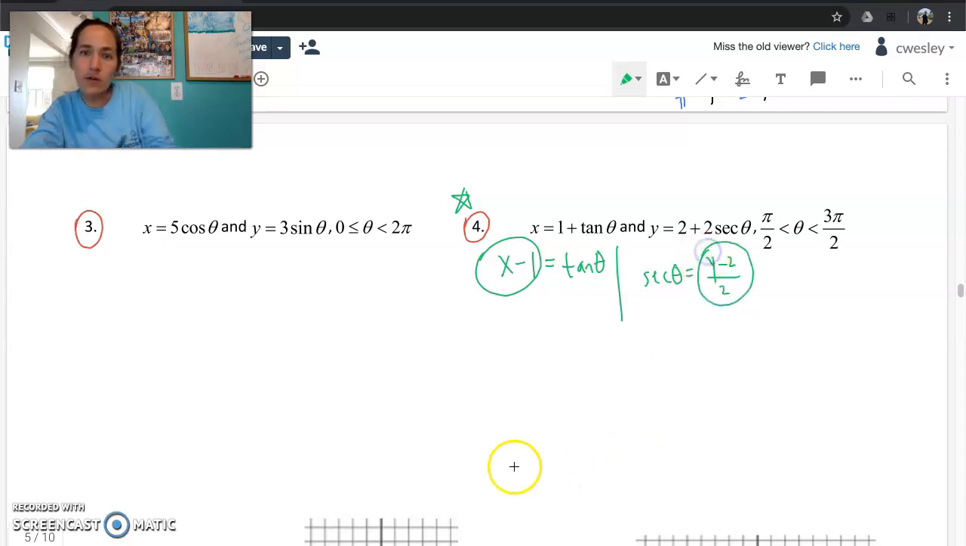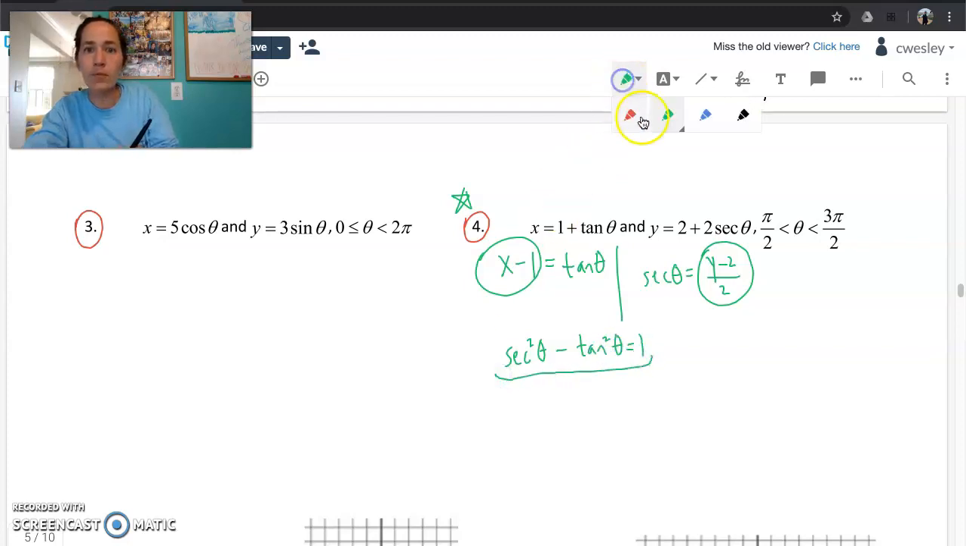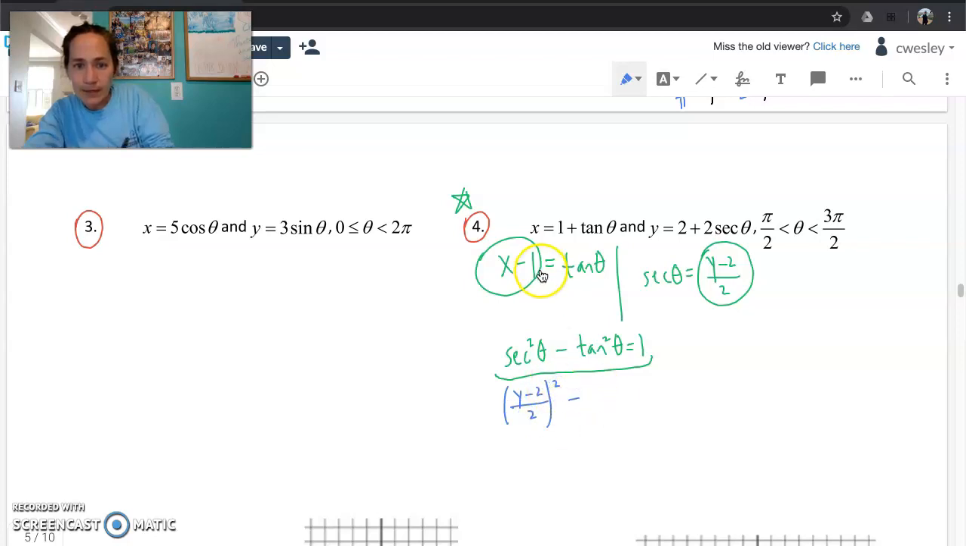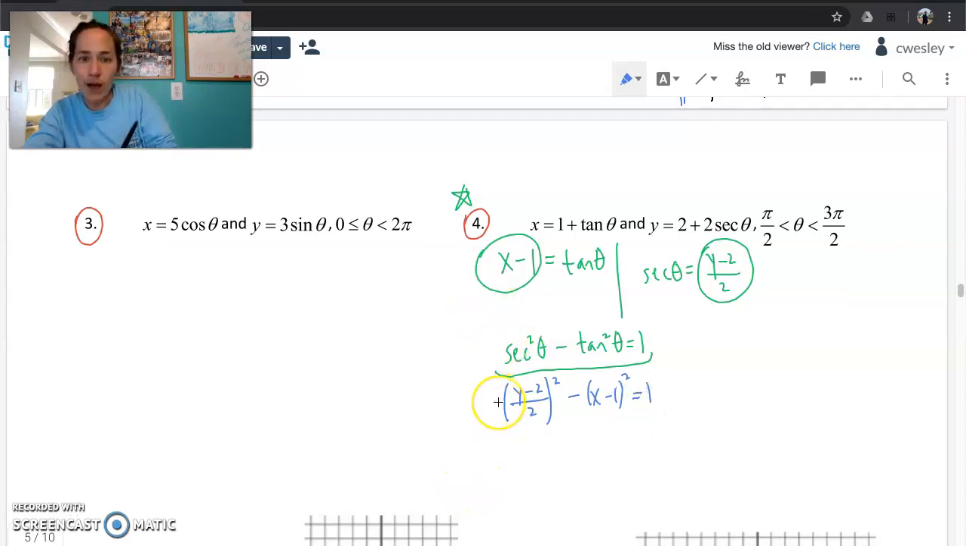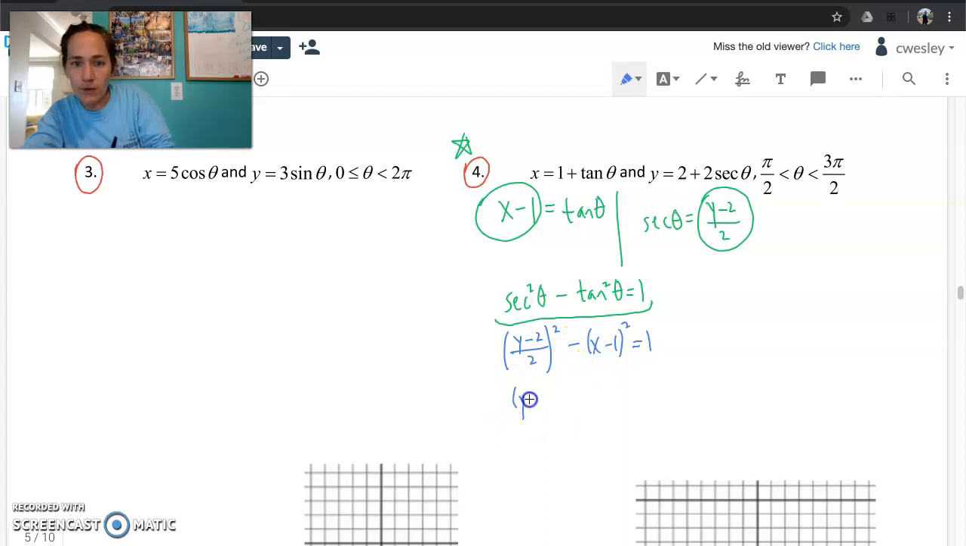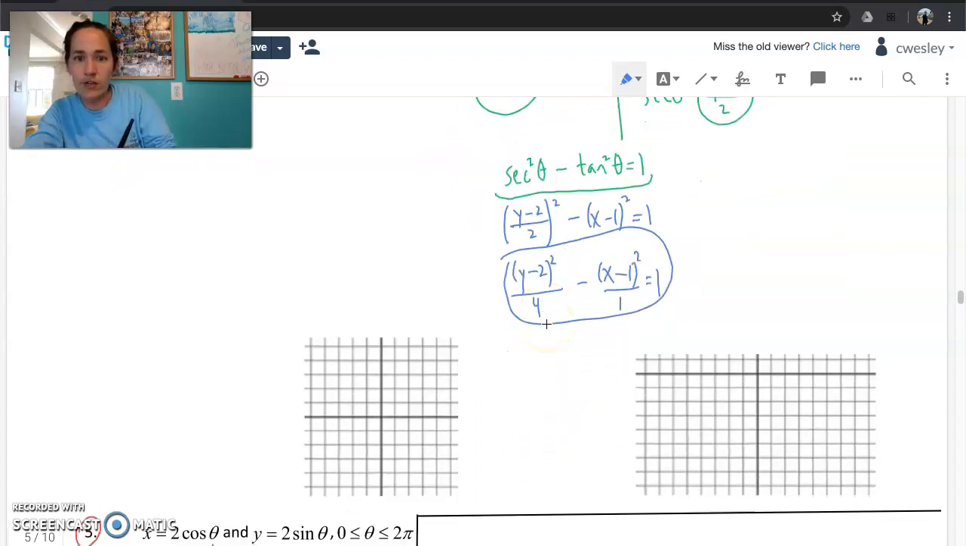Check that out. Make sure it looks good. And we can use the Pythagorean identity: secant squared of theta minus tangent squared of theta always equals 1. We want to plug in rectangularly in terms of x and y. So (y minus 2 over 2) squared minus, how about the tangent, (x minus 1) squared has to equal 1. And you've got this thing squared out, so standard form: (y minus 2) squared over 4 minus (x minus 1) squared over 1 equals 1. Okay, so you have a hyperbola, and we can get some features of it in a second.